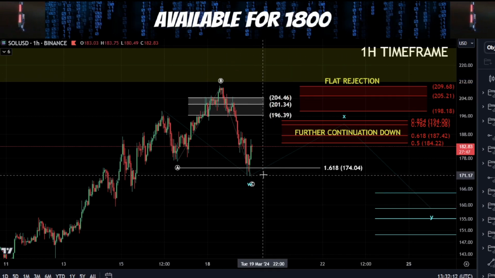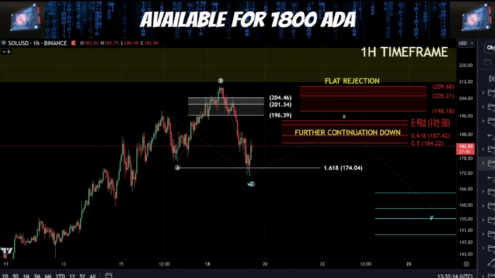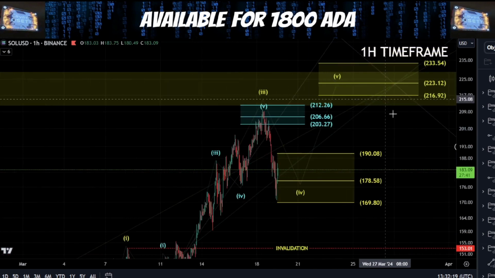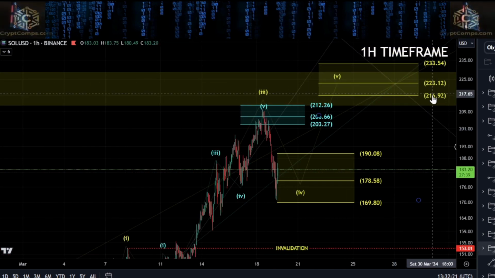Now, if we are looking at that as a 5th wave, all of those targets are pointing towards this zone here of this 233 to this 216.